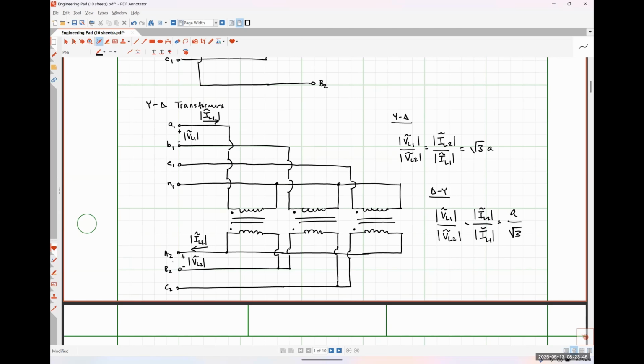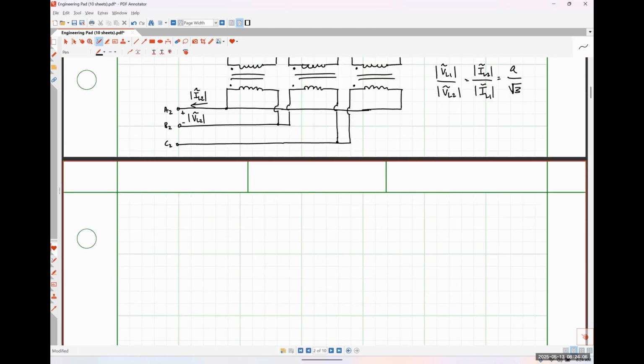Okay. So these are the three different permutations of three-phase transformers that you can have. And the Y delta transformer can be used in either direction. So you can have the Y connected to the primary or the delta connected to the primary. So now let's talk about tapped transformers.